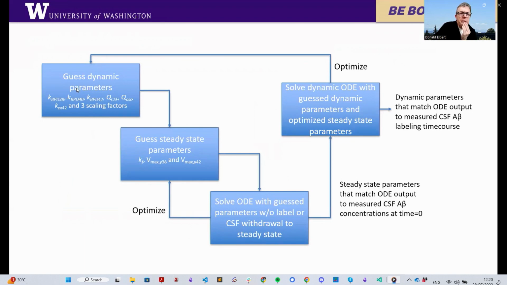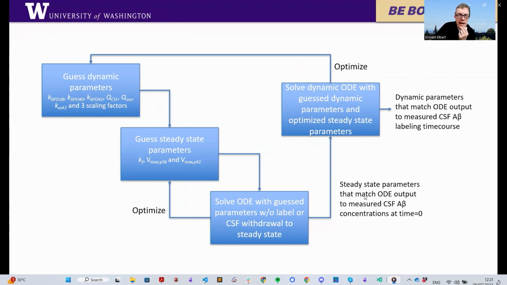The route to determine these parameters is nested. There are nested optimizations, and that's kind of where the complexity arises. Why are they nested? Well, we have our parameters that we want to determine, but we also have measured the concentration of A beta in CSF at time equals 0.